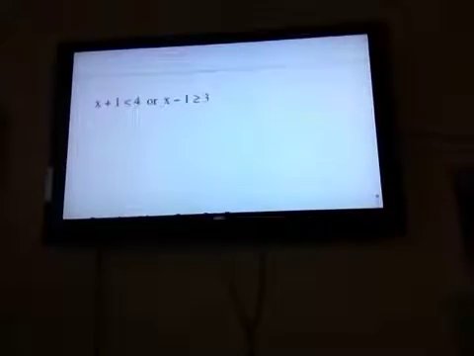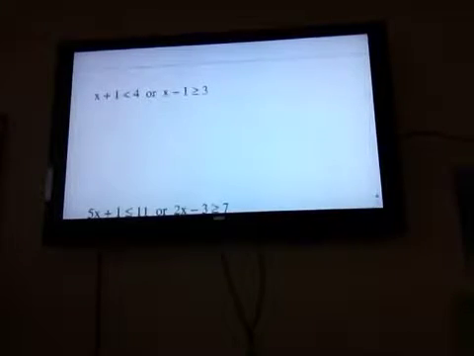So, we solve first. Again, the solving is simple solving. It's the putting it together. Subtract your 1, so I get x is less than 3. And on the other one, add 1, and x is greater than or equal to 4.